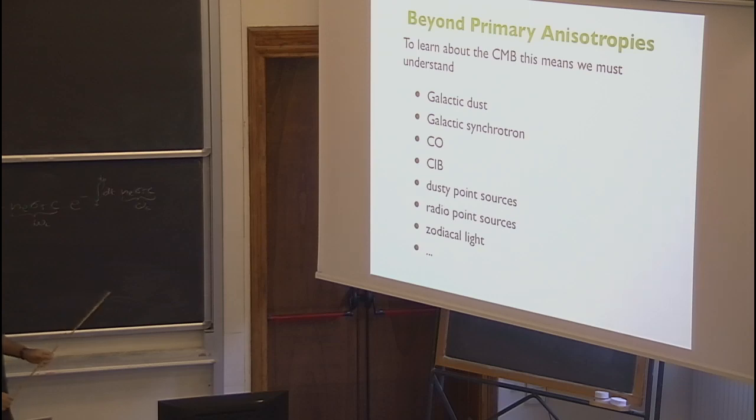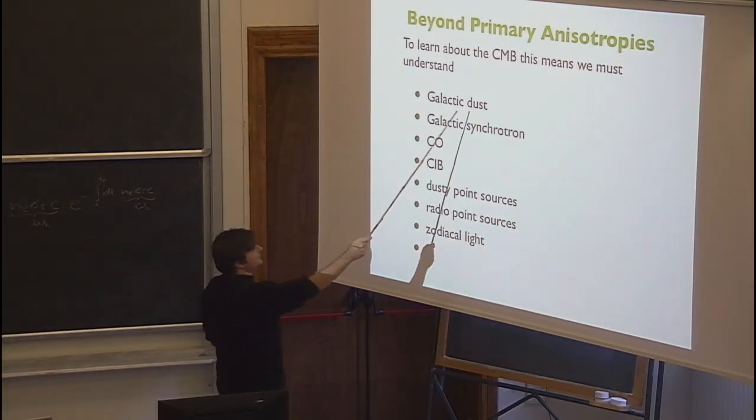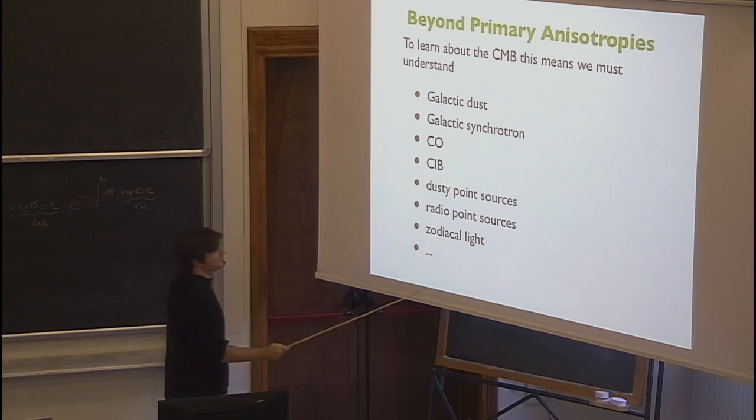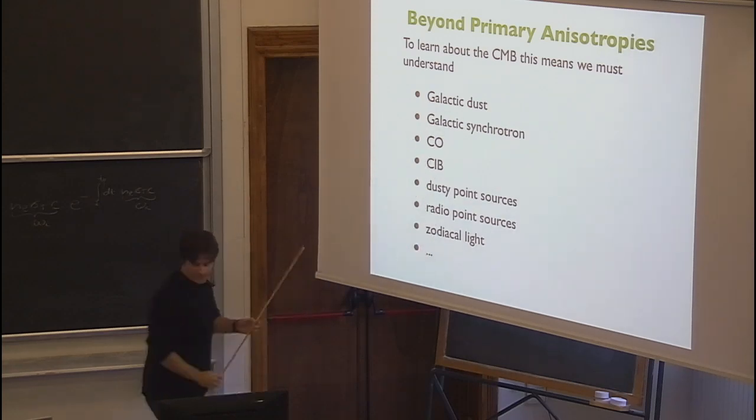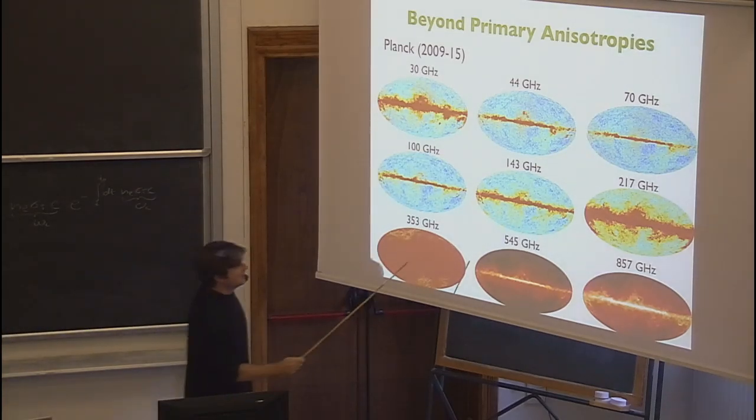But the point is, on the one hand, that if you want to learn about the CMB, you should also understand some of the other stuff that's in the maps, like the galactic dust. This is something that you see very clearly by eye in the Planck data as you go.